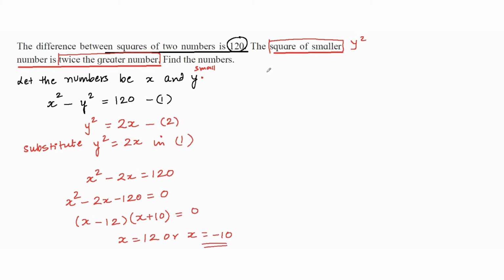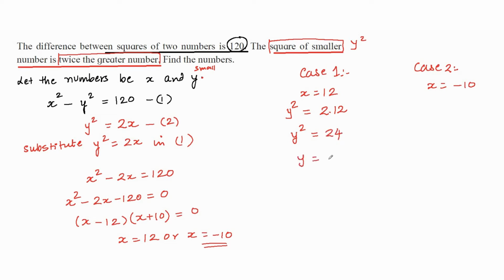They have not mentioned whether the numbers are natural or anything like that. So I will now have to think of both cases. Case 1 is where x is equal to 12, and case 2 is where x equals negative 10. Now if I wish to find the value of y, then I can say y square is 2 times x. So y square is 2 times 12, which means y square is equal to 24, or y is equal to square root of 24.